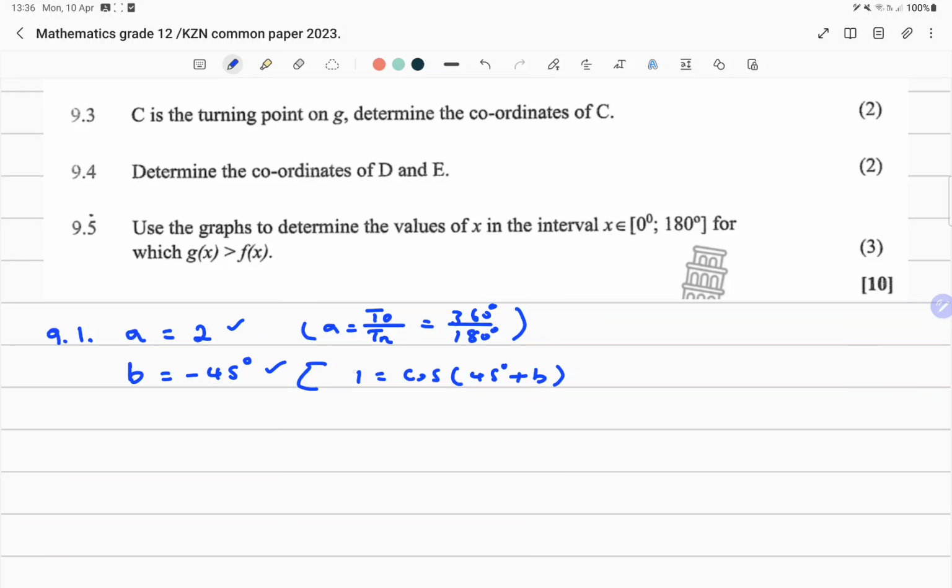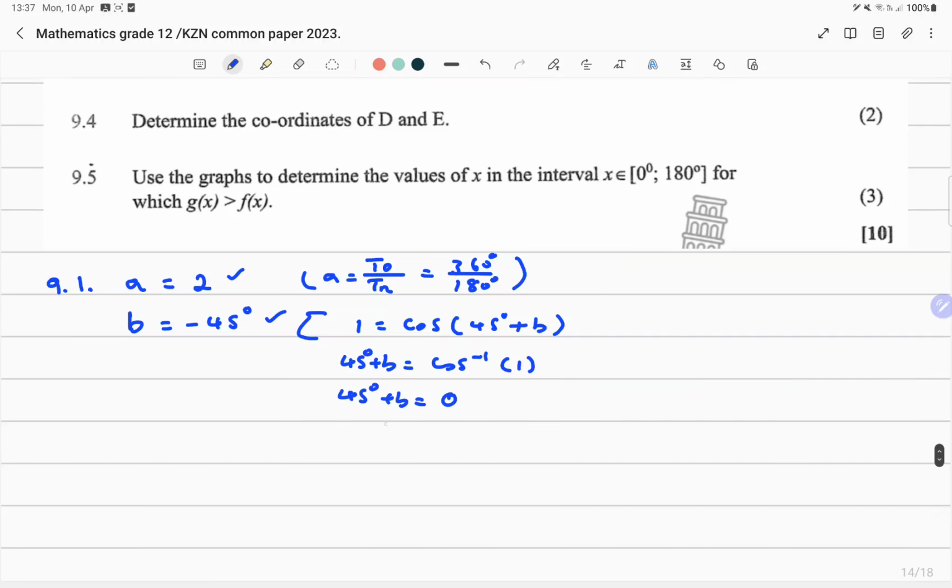And then arc cos of 1 is what? Is 0, yes. Arc cos of 1 is 0. So this simply means 45 degrees plus b is the same as arc cos of 1. That means 45 degrees plus b is equal to 0. Right? And then we go on, we transpose. b is going to be equal to minus 45. Okay? So this is how you can do this business right here.